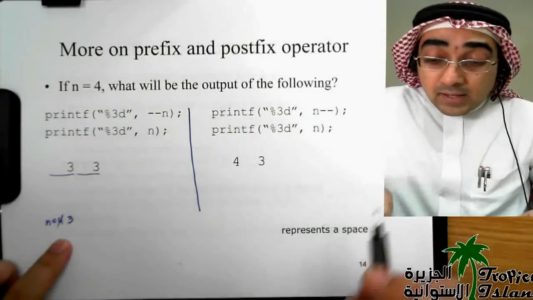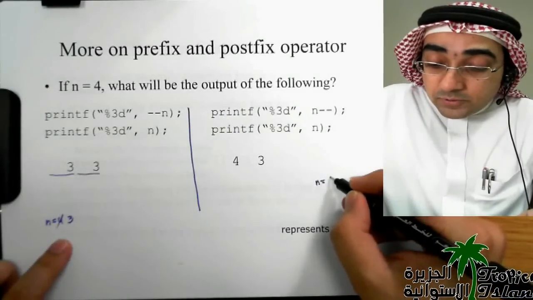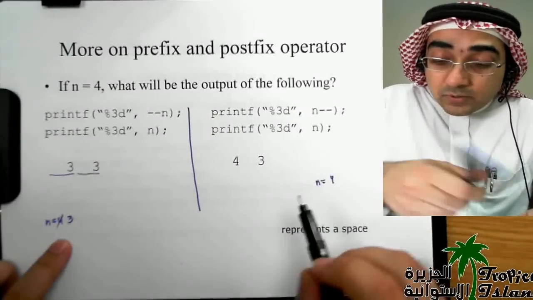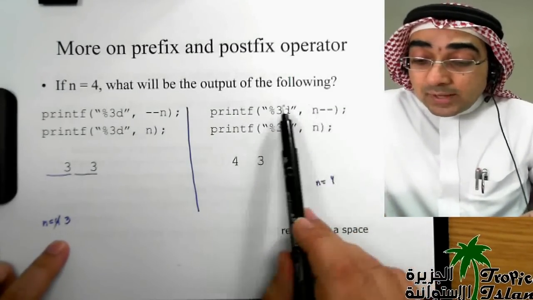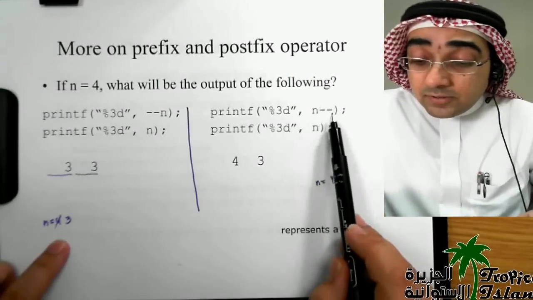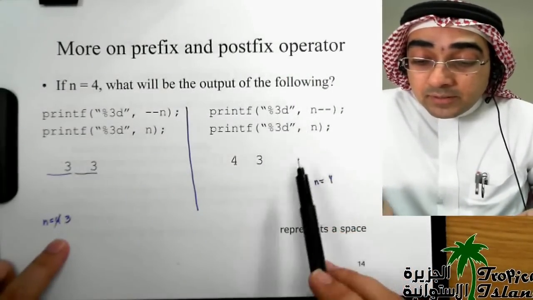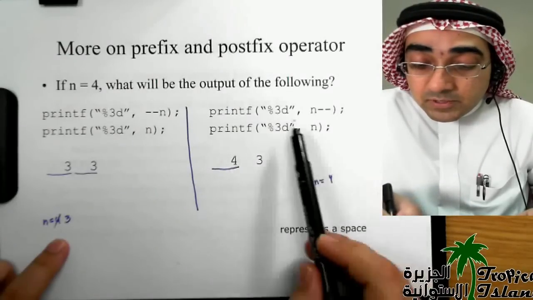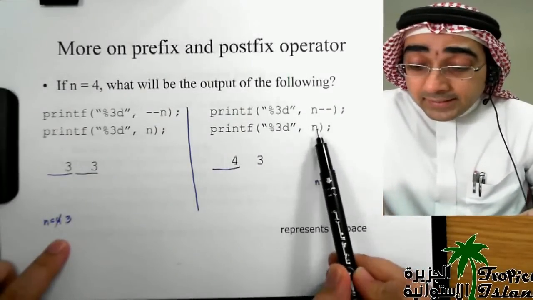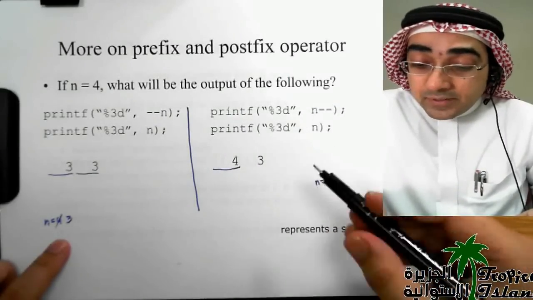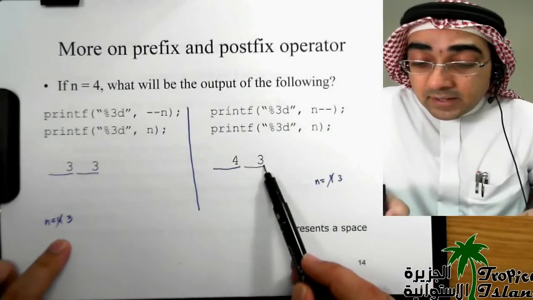Okay. On the other hand, over here, the example is n is equal to 4, this is what I start with, and then I say printf percentage 3d n minus minus. So I ask you to print first and then decrement the n by 1. So I decrement the n later on, so I print the number first. So I'm going to print space 4 because I have the 3 over here, and after I printed this 4, I'm going to decrement the n by 1, so it's going to become 3. Then I print the n, and the n is going to be 3.